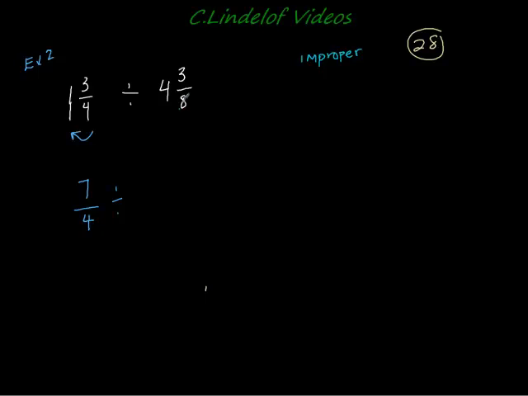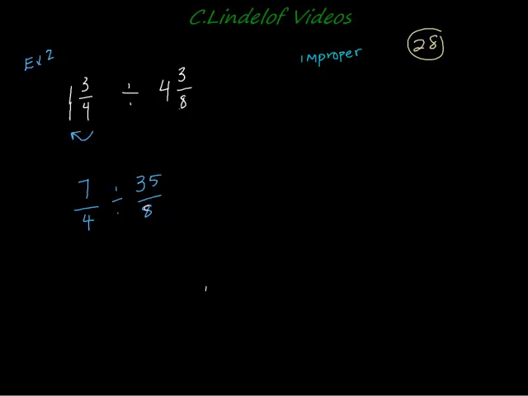This fraction here is 8 times 4 is 32, right? 32 plus 3 is 35. So we have 35 over 8. You remember what we do next? Because we don't want to do this division. We have to change this to multiplication. We have to do something first.